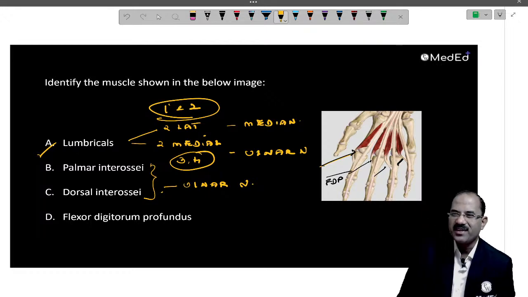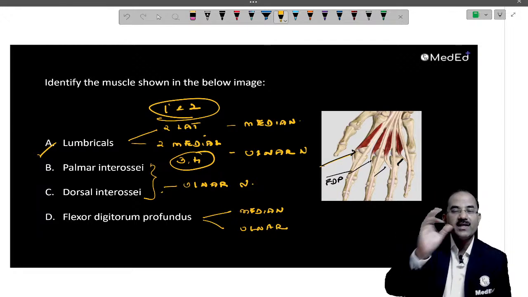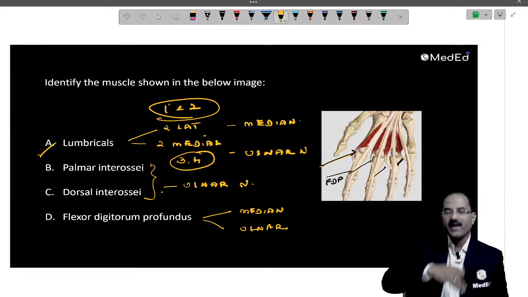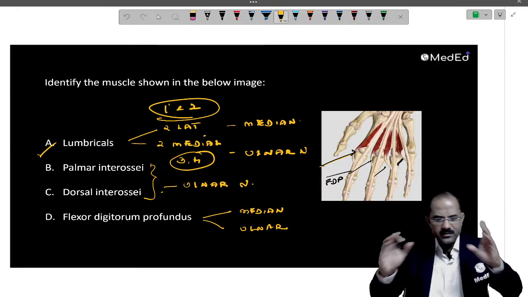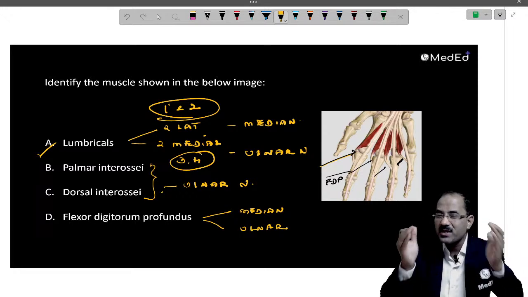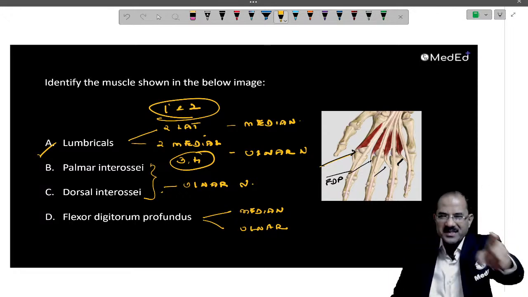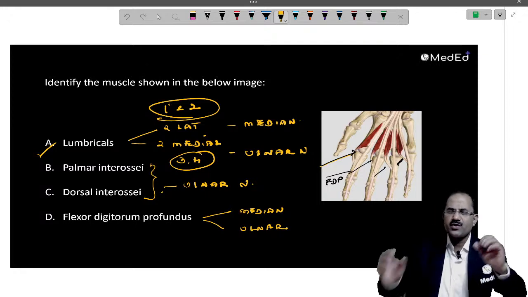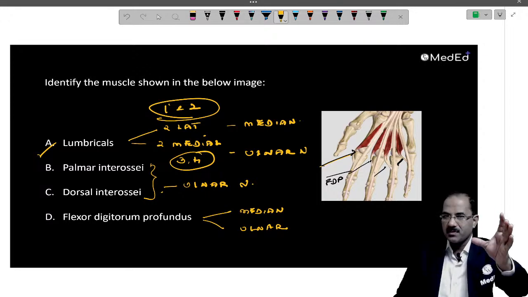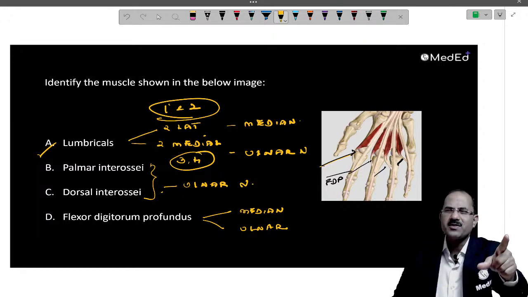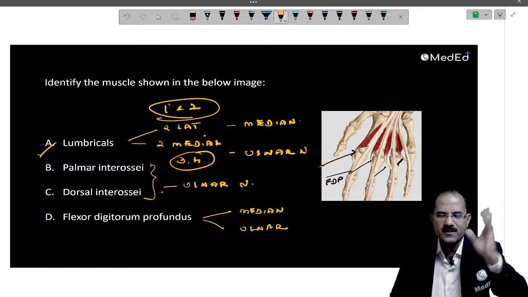Flexor digitorum profundus. Can anyone tell me? Flexor digitorum profundus is supplied by two nerves: the median nerve and the ulnar nerve. It has a dual nerve supply. A muscle which receives nerve supply from two different nerves, we call it what? Composite muscle. Very good. A muscle which receives nerve supply from two different nerves is known as a composite muscle. Just remember the list of composite muscles in the body. One composite muscle is flexor digitorum profundus.